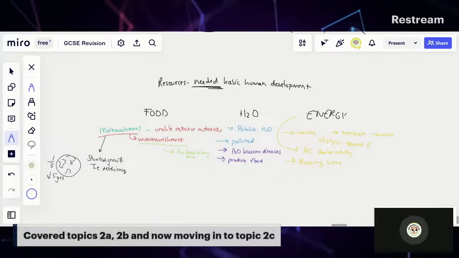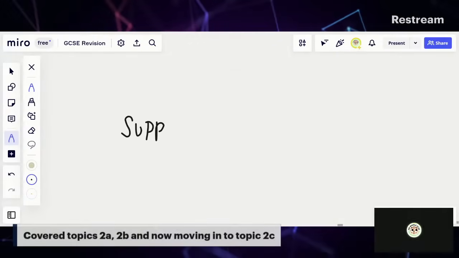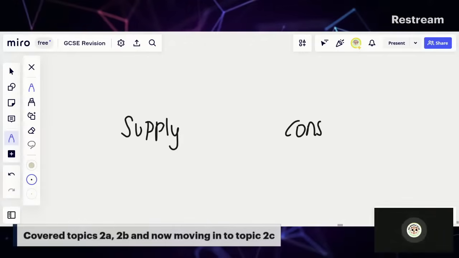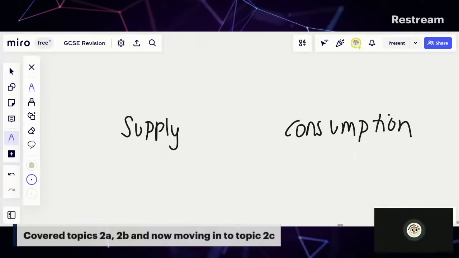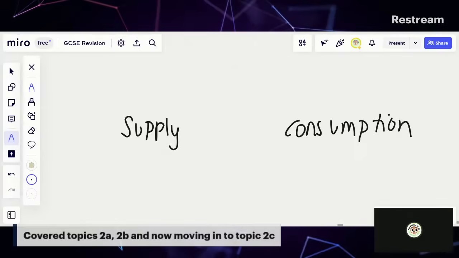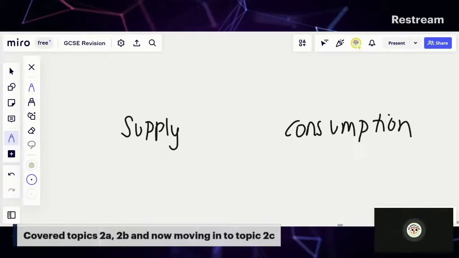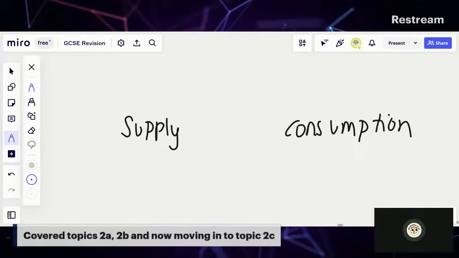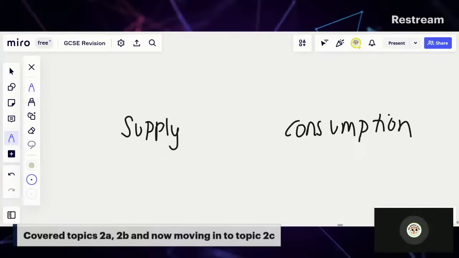Now, unfortunately, the global consumption and supply is unequal. What that means is that the countries that consume the most are not necessarily the countries that need the most supply. So it's very uneven. Some countries don't even have their own energy reserves, for example, and others have dry climates or environments that are not suitable for food production.